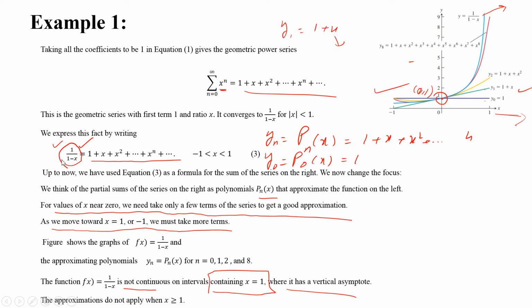Because at x = 1 this is not defined, while at x = -1 this is defined, so we cannot say this. Actually, I said this earlier, but that is not the true case. This statement is true: the approximation does not apply for x greater than or equal to 1, only for this region, right?